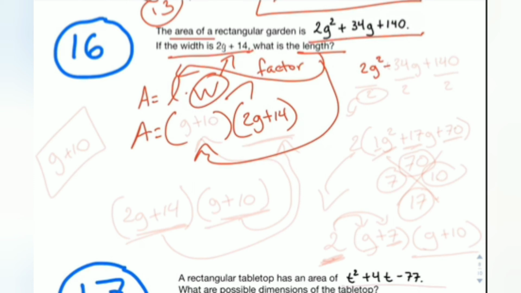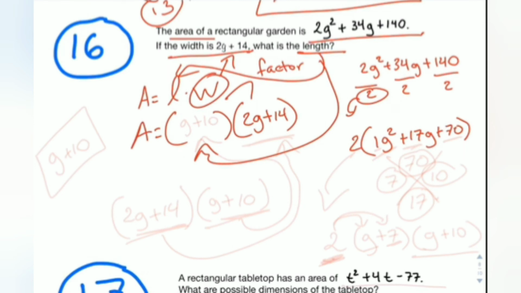Let's write the expression again. 2g squared plus 34g plus 140. We see right away that they're divisible by 2. The thing that we're dividing always goes outside, so it's going to be 2 and parentheses. Now let's do the division of each term. 2 divided by 2 is 1 g squared. 34 divided by 2 is 17g, and 140 divided by 2 is 70.